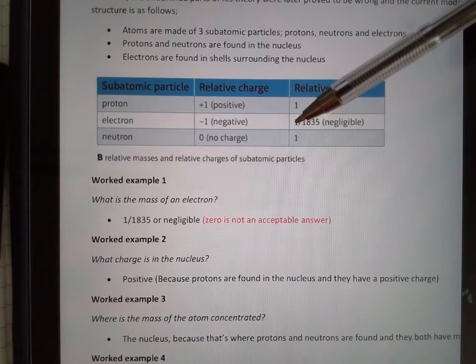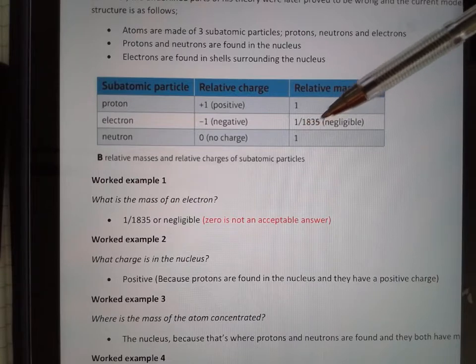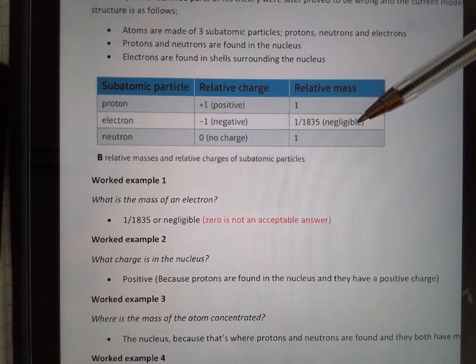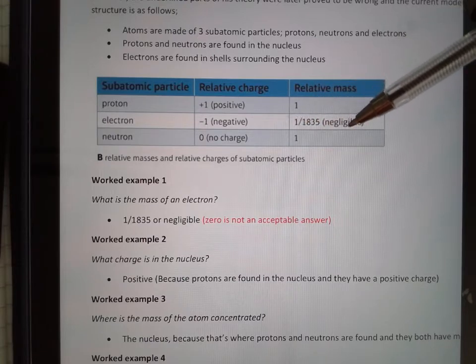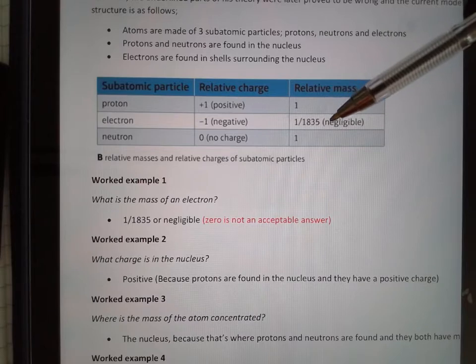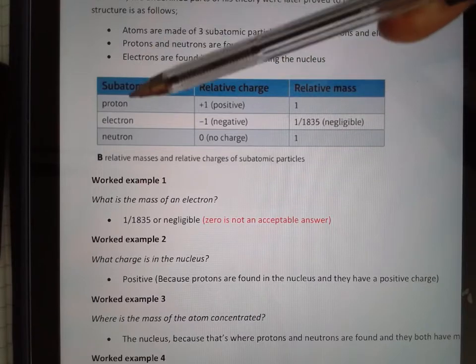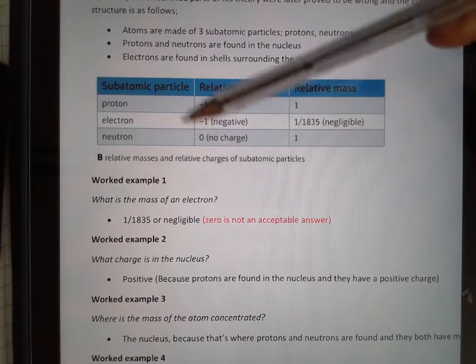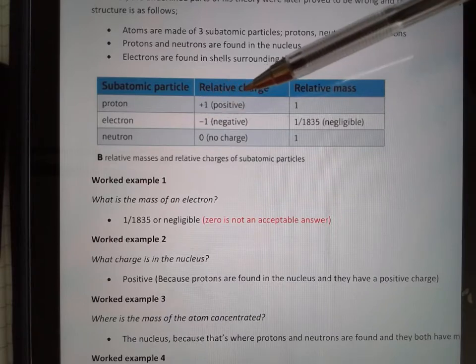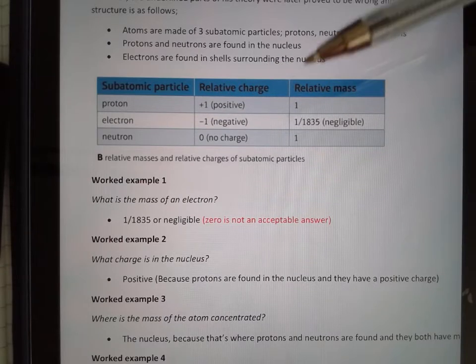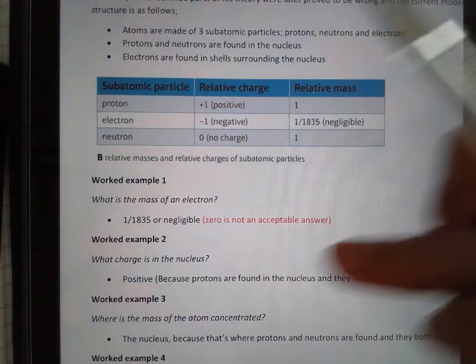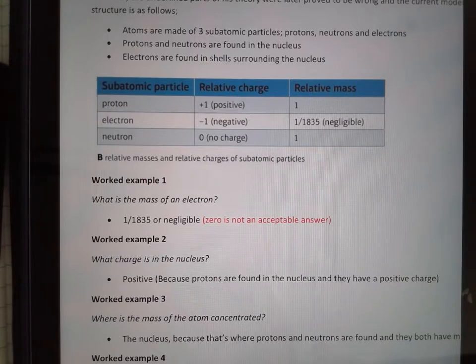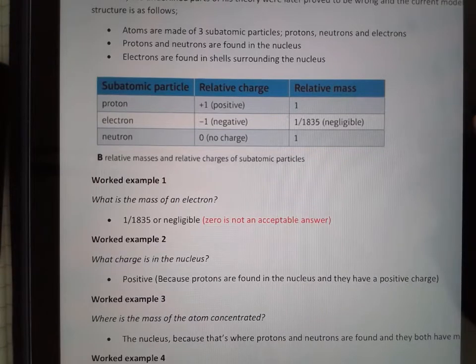So you can memorize either 1 divided by 1,835, or you can remember the word negligible. You can't just write 0. It has to be 1 over 1,835 or negligible for the mass of an electron, okay? And you need to know that protons and neutrons are found in the nucleus and electrons are found in shells. So know the charge, know the mass, know where they are found, okay? That's just something that you have to learn off. And I do lots of worked examples and typical questions that they might ask you on that, okay? But know this table off by heart.